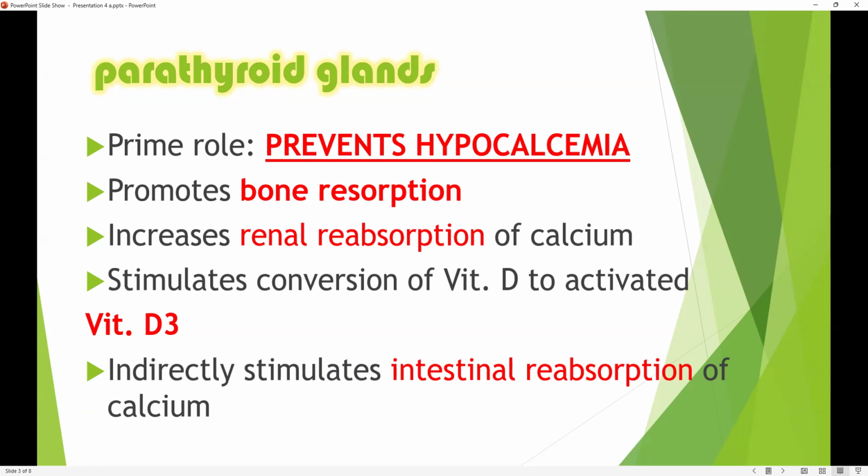So your parathyroid hormone actually stimulates conversion of vitamin D to activated vitamin D3. So it is actually indirectly stimulating intestinal reabsorption of your calcium, no? Si parathyroid gland or the parathyroid hormone.